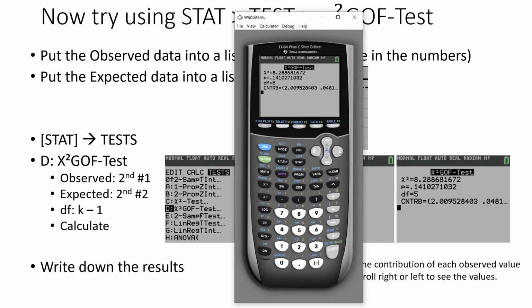And here's our contributions. If we just arrow over right now, those should be just about the same. Like we had 1.988, 2.0. It's just a matter of rounding differences. All right, so there is all of our contributions. And we would write down our chi-squared, our p, and our degrees of freedom.